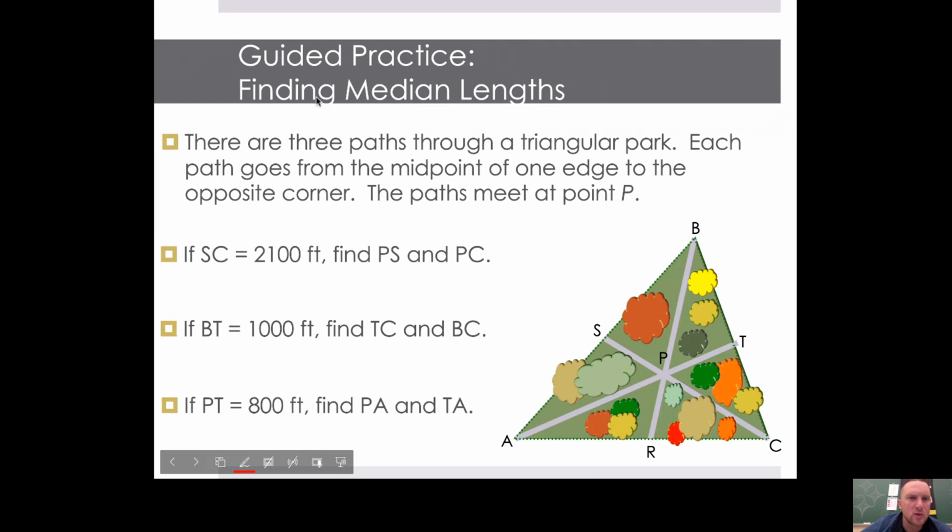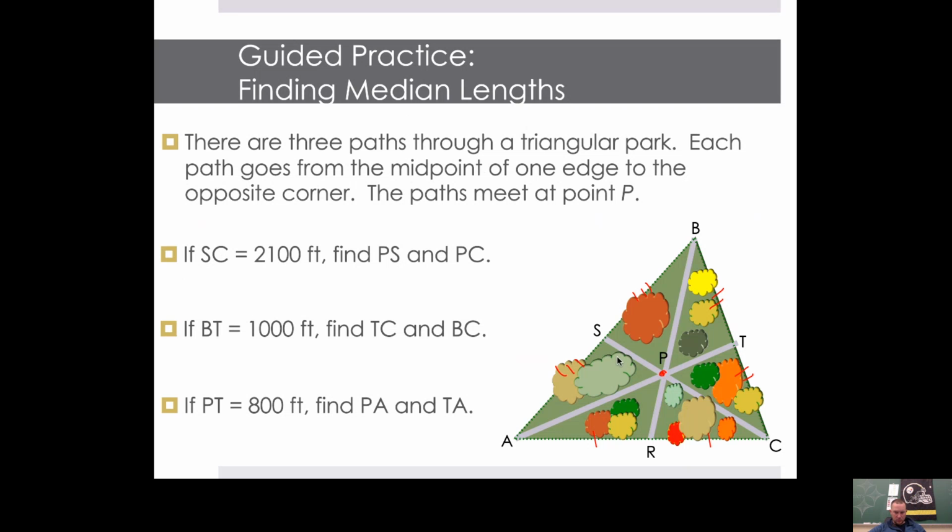Here's some guided practice. We're going to find median lengths. There are 3 paths through a triangular park. So this is a park. These aren't clouds or blobs. These are trees. Each path goes from the midpoint of one edge to the opposite corner, meaning these are medians. So this guy, same as that guy. This guy, same as that guy. This guy, same as that guy. They meet at point P, so point P is a centroid.